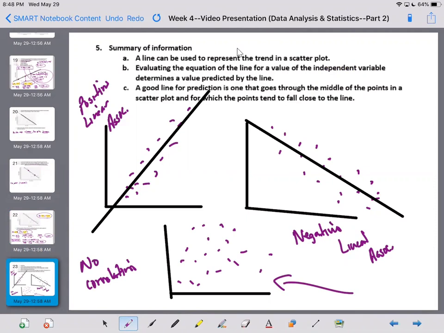So remember, a line of best fit can help represent a trend in a scatter plot, and then we can determine equations by picking 2 points, finding the slope, determining the y-intercept, and creating that equation. Then we can use that equation in a predictive manner. That's the end of this video series, part 2, where we're looking at concepts of data analysis.